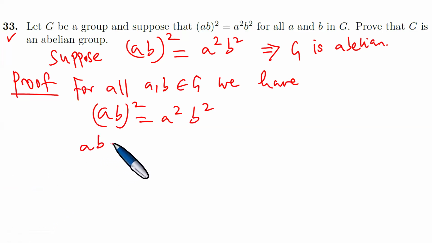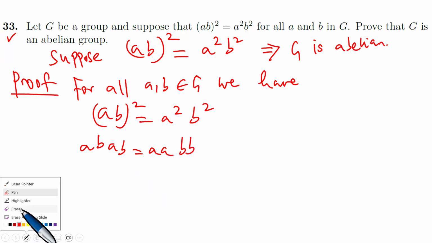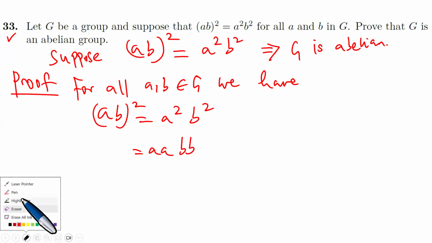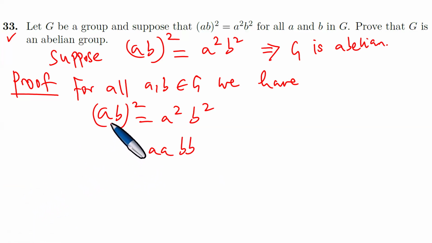So it is ABAB equals AABB. Okay, this looks like a mouthful, but it's everything we need, because they just gave us (AB) squared equals A squared B squared. We can write it as AB, AB, and A squared is AA, and B squared is BB.